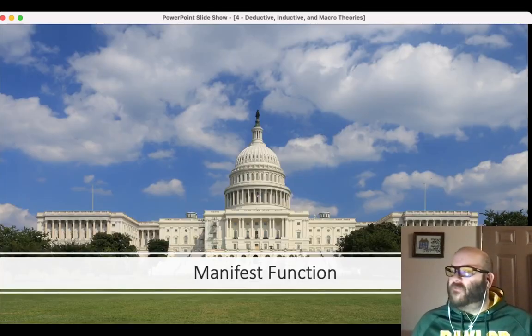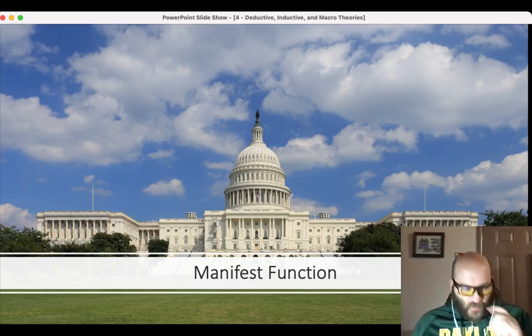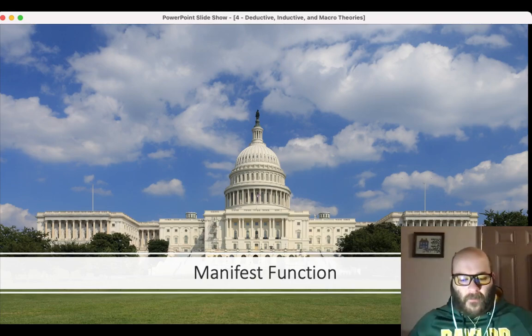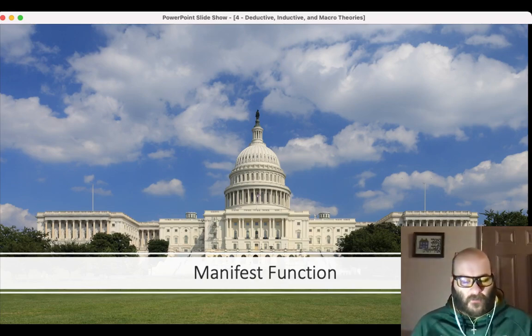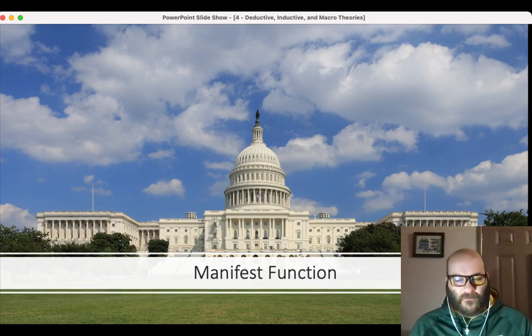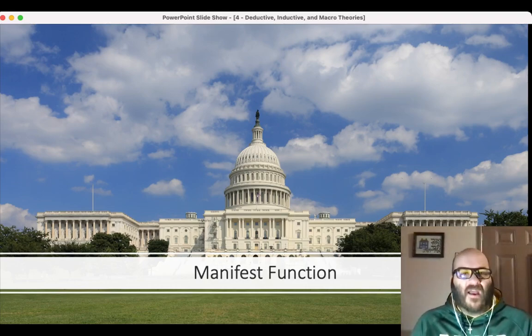So, manifest functions. What is the function of the government? This is the U.S. Capitol, by the way, if you didn't know that. The manifest function of the U.S. government, if I have these right from the Constitution, sometimes I'm wrong, or the Declaration of Independence, I believe, actually: to form a more perfect union, to establish justice, to ensure domestic tranquility, to provide for the common defense, to promote the general welfare, to secure the blessings of liberty. What's stated. Those are the manifest functions.